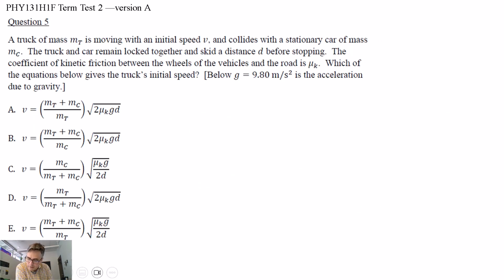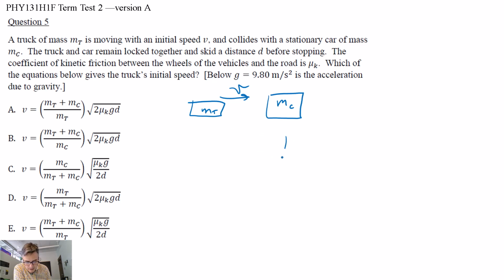Okay, question 5. A truck of mass m_t is moving with an initial speed v. So let's write this down. And collides with a stationary car of mass m_c. The truck and car remain locked together and skid a distance d before stopping. Okay, there's a bunch of parts of this problem.